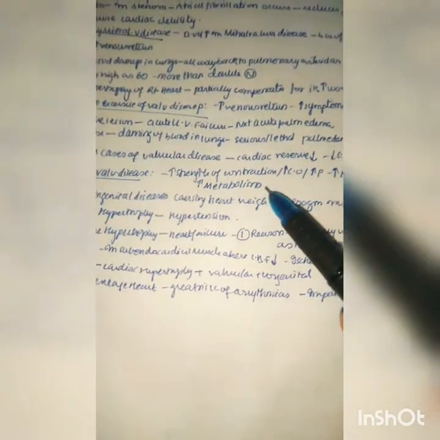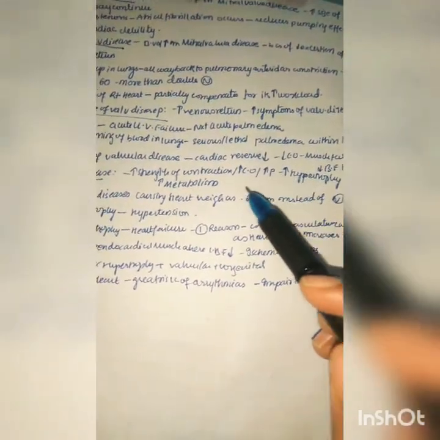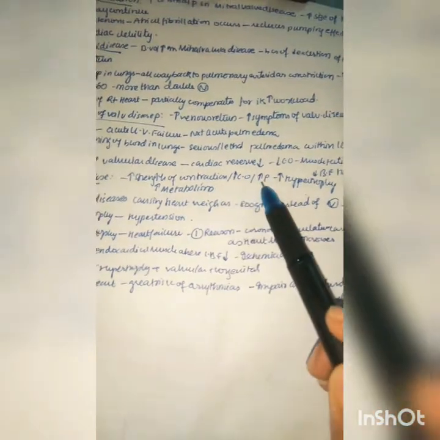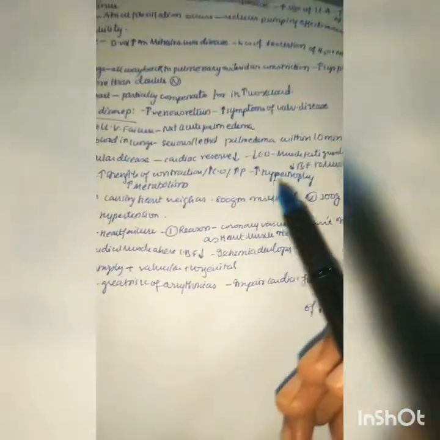And next you can see the hypertrophy of the heart in valve disease. So there is an increase in strength of contraction, of course an increase in cardiac output, and also an increase in pressure. So these are the causes which lead to increased hypertrophy: increase in strength of contraction, increase in cardiac output, increase in pressure, increase in metabolism. All this leads to increased hypertrophy of the left ventricle mainly.